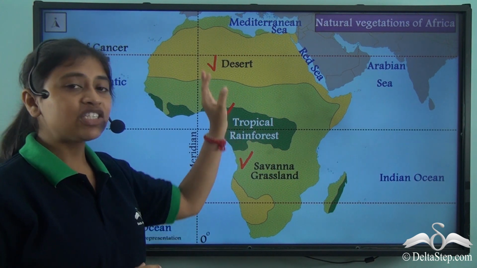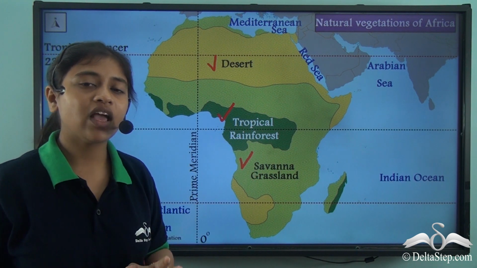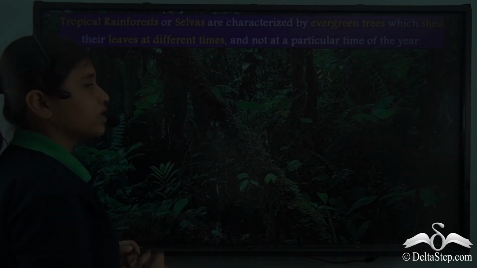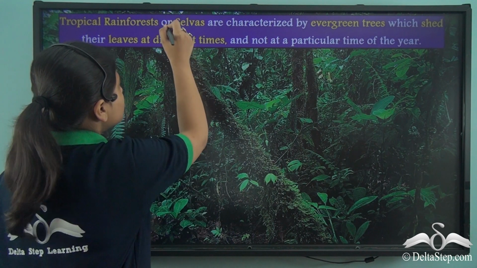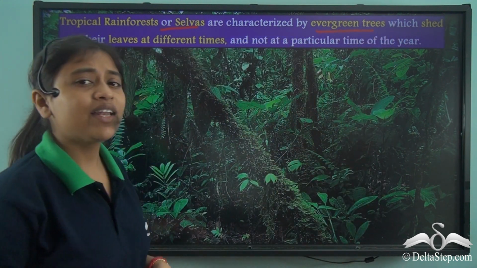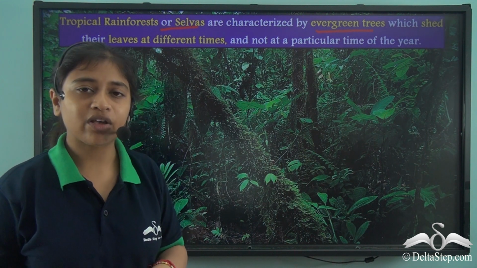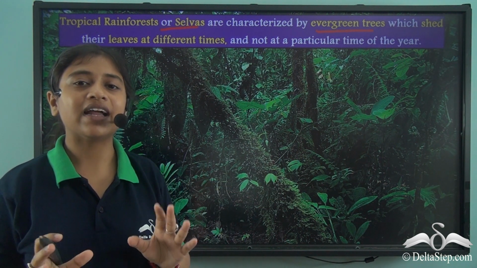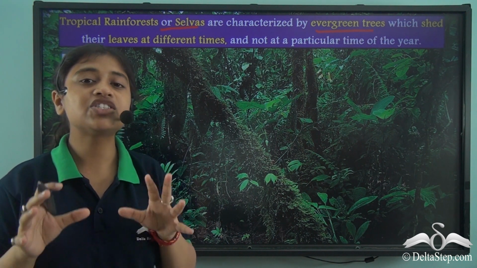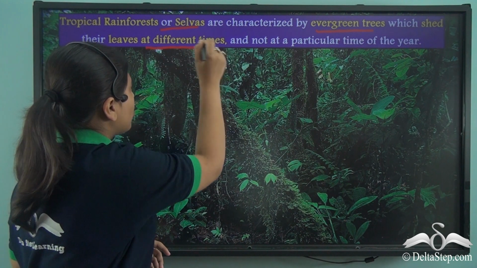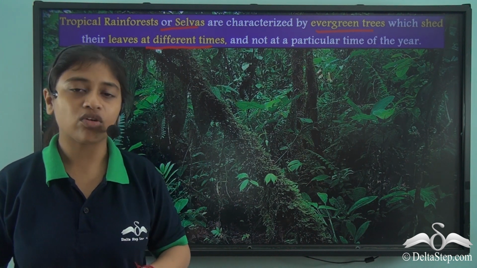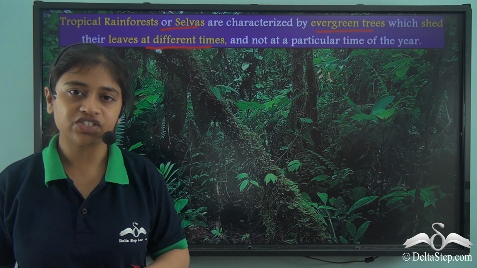We will learn about each of these vegetation types and see how they are influenced by different factors that prevail over the continent. So the tropical rainforest, also known as selvas, is characterized by evergreen trees. Now, why are they known as evergreen trees? This is mostly because they do not shed their leaves at only one particular time of the year, but the different trees present in this region shed their leaves at different times of the year. So the forest always remains green, and therefore the forest of the tropical rainforest region is evergreen in nature.